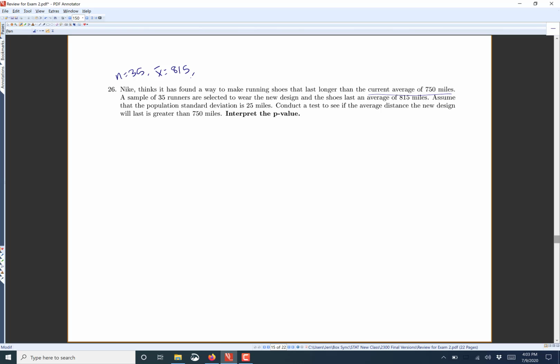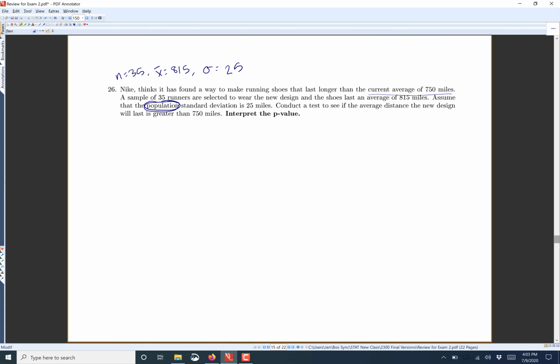Assume that the population standard deviation is 25 miles. Notice this is our population standard deviation, so sigma equals 25. Now, anytime you have a population standard deviation, you know you're going to want a z. You're going to use z instead of t.